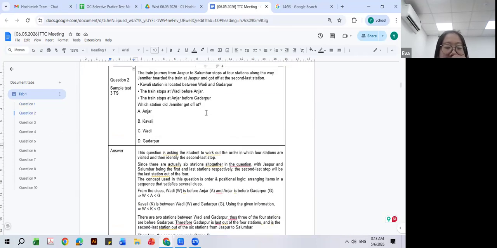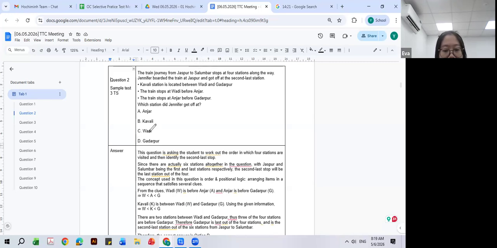Question number 2. A train journey from Jasper to Salamba stops at 4 stations, and we have the following clues about the stations. Which station did Jennifer get off at? So from the second and the third clue, we will find that Wadi will be before Anja and before Gadapur.